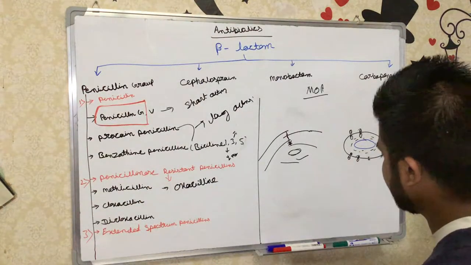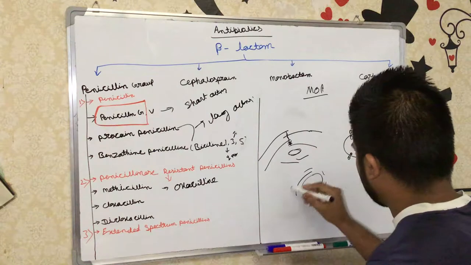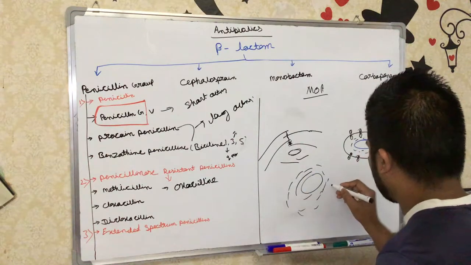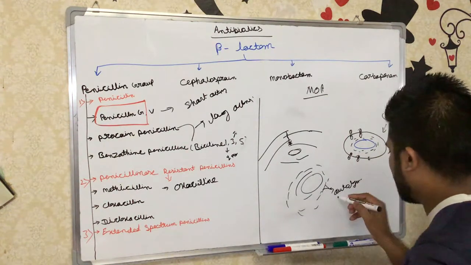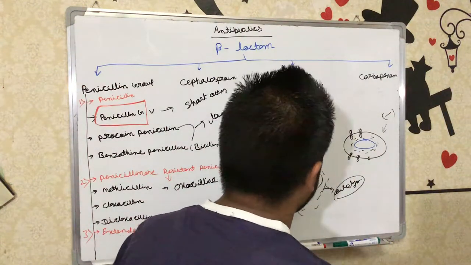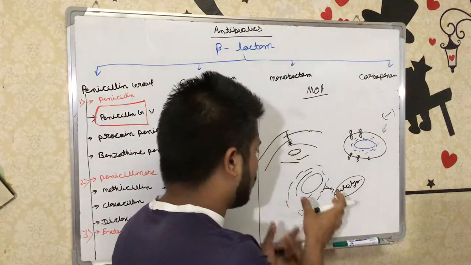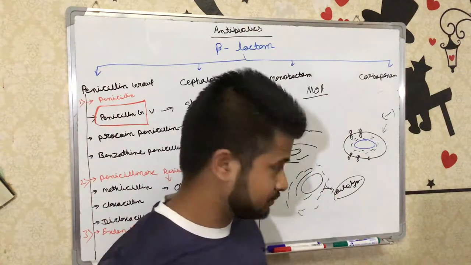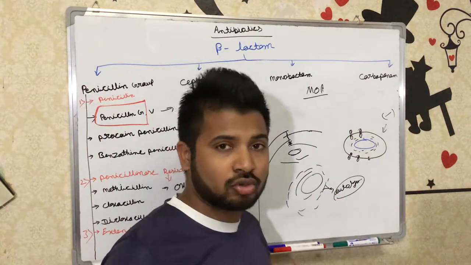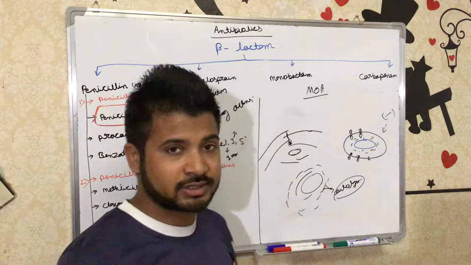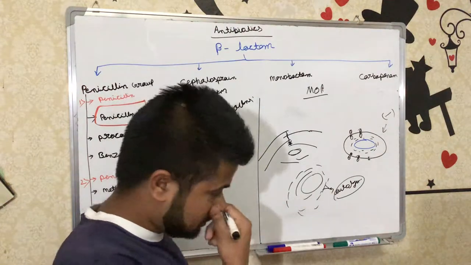And one more mechanism: all bacteria have autolysin. What is autolysin? For the new synthesis of the peptidoglycan layer, the old peptidoglycan, the old bacterial cell wall, is destroyed by the cell itself. Whenever it gets old, it auto-destroys, because autolysin means auto destruction, and then again there is new synthesis of the peptidoglycan layer, the bacterial cell wall. So this is autolysin.